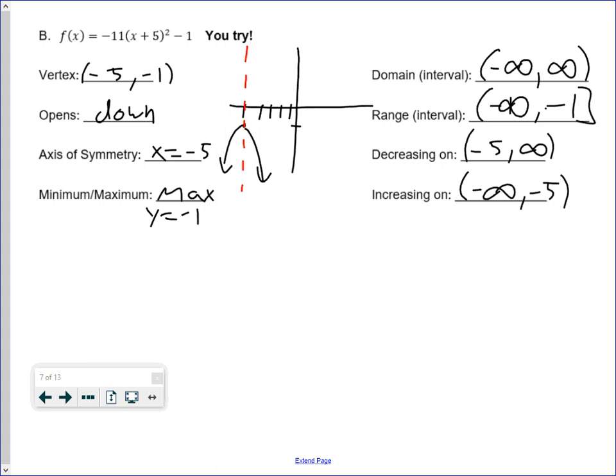We write our range, or all our intervals really, from least to greatest. So from -infinity to -1, including that -1, is my range. I'm decreasing from -5 to infinity, and I'm increasing from -infinity up to -5, right?